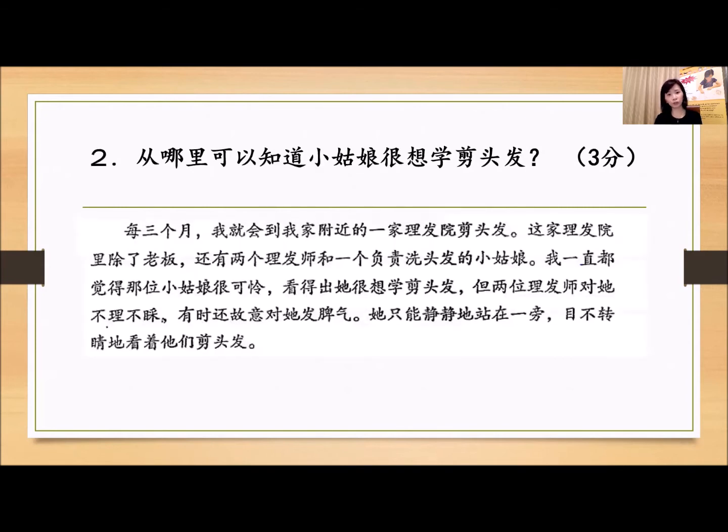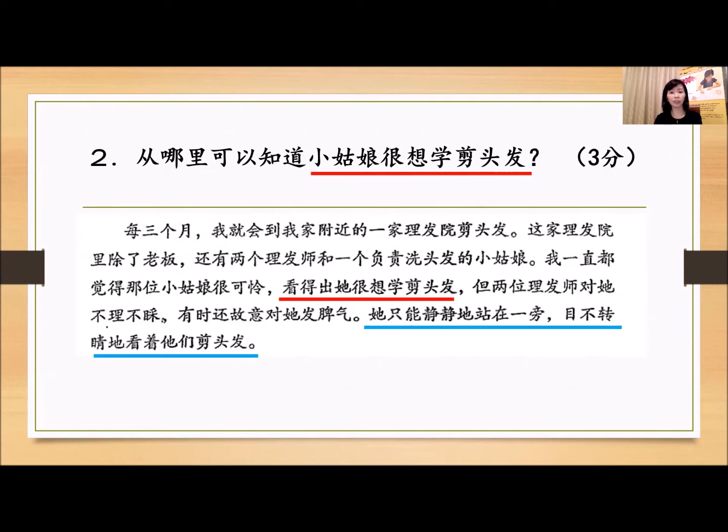Okay, the second type of question, 从哪里可以知道小姑娘很想学剪头发. Okay, this is the same paragraph as what I mentioned just now, so I'm not going to repeat. Okay, so 很想剪头发, let's go to the keywords in the paragraph itself. 看得出她很想剪头发. Okay, so now, what will be your answer? I guess most of the students will probably look at this statement. 她只能静静地站在一旁目不转睛地看着他们剪头发。Okay, this will probably show that she wants to learn how to cut the hair.